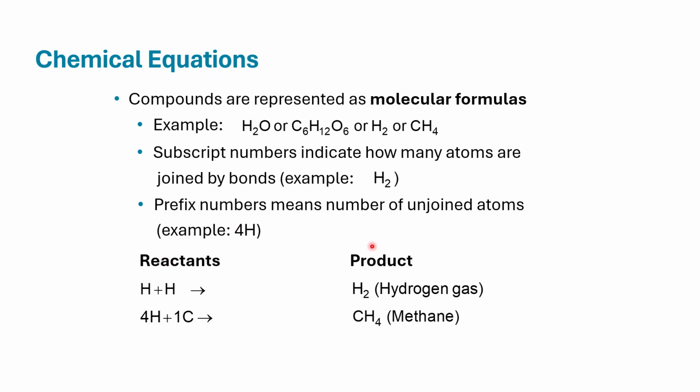Then we have reactants and products. So when you're adding two things together, the reactants are what you're putting into the equation. When that reacts together, what it forms is the product. So two hydrogen ions react to form, and this little arrow here is like a yields. So H plus H yields H2, hydrogen gas. 4 hydrogen ions plus 1 carbon yields CH4, methane.